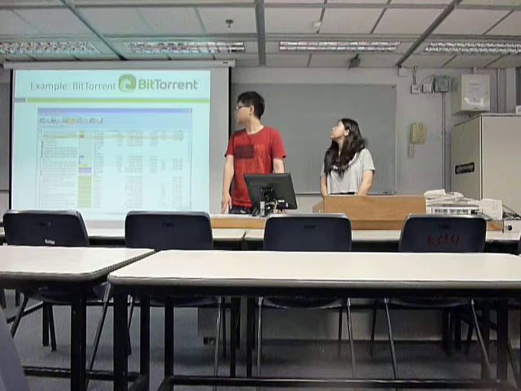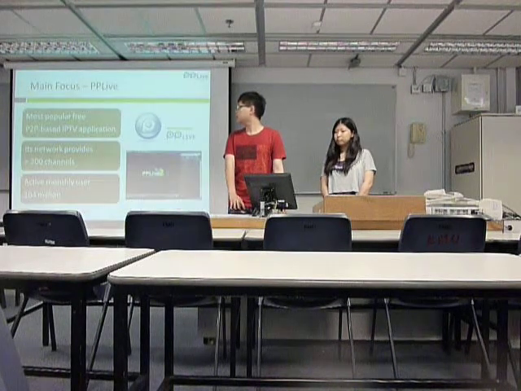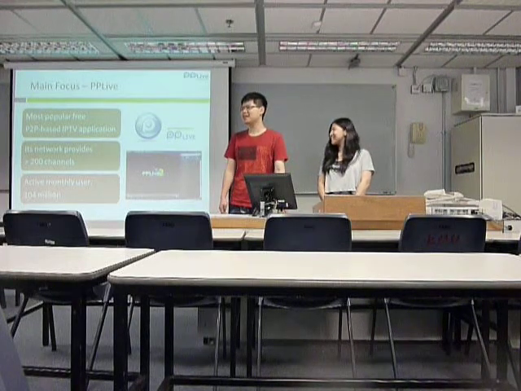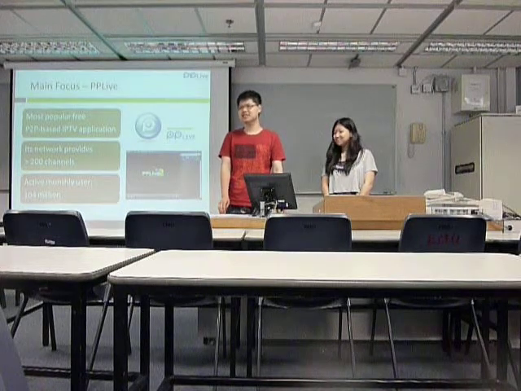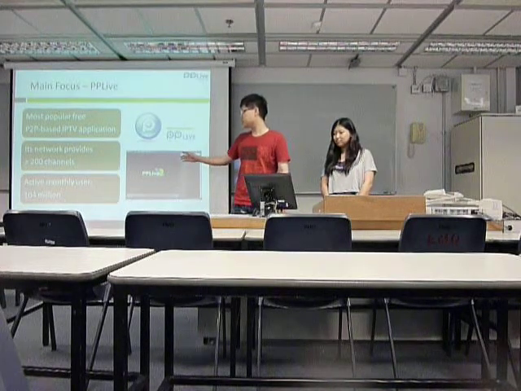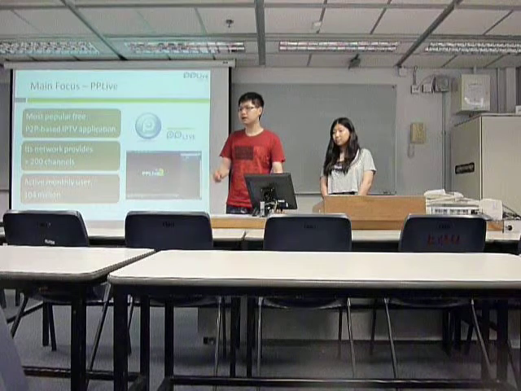We will show two examples here. One is BitTorrent, another is Skype. These two are examples of P2P networks. And our main focus is actually PPLive. PPLive is very popular in China, and it has more than 200 channels. And this is the number of active monthly users. This is a big amount.